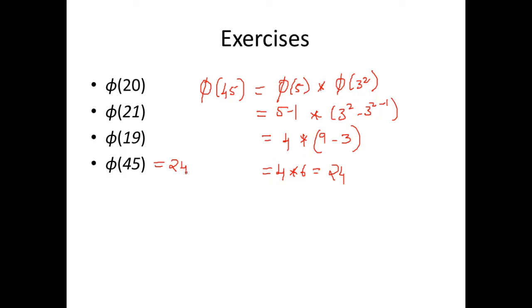So you should never forget what Euler's totient function is. If you take a function phi of n, what we are going to determine is nothing but the count of all the numbers in the range 1 to n which are actually co-prime to n. That's about Euler's totient function.